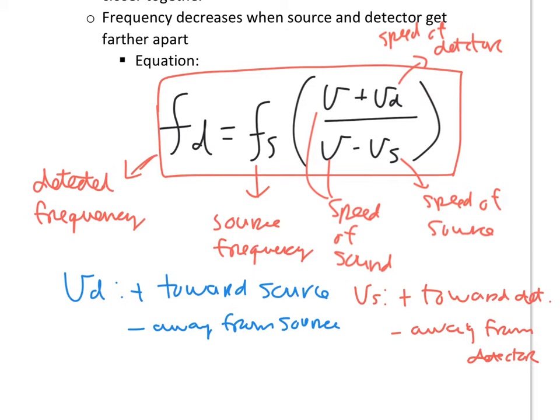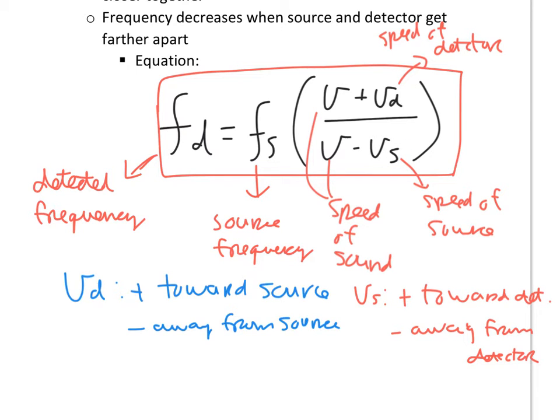So unlike anything else we've done all year, where positive was right or up and negative was left or down, in this case with the Doppler effect, the sign conventions, and you just need to know this, it's positive if it's moving towards the other object, negative if it's moving away. This positive and this negative stay in the equation, but they could change when you actually do the math depending on what that and that are.